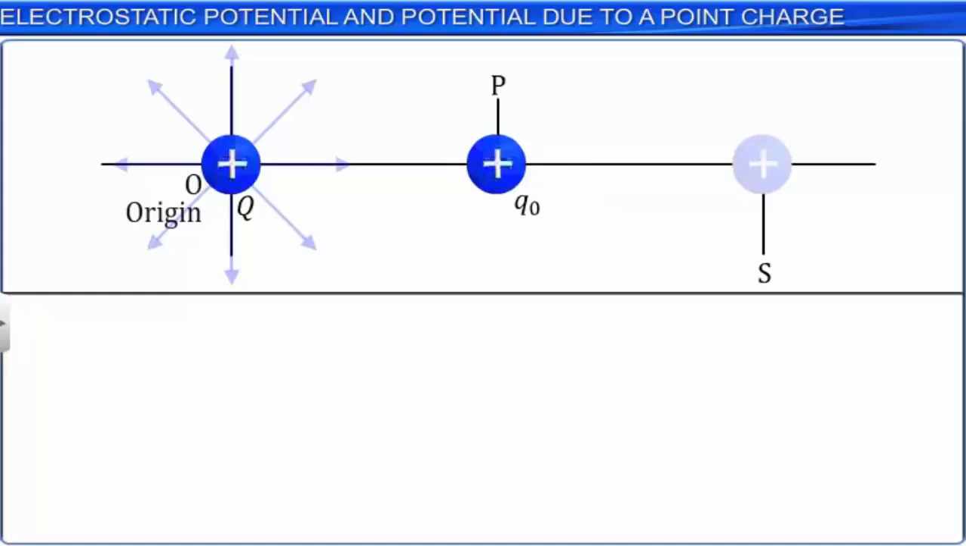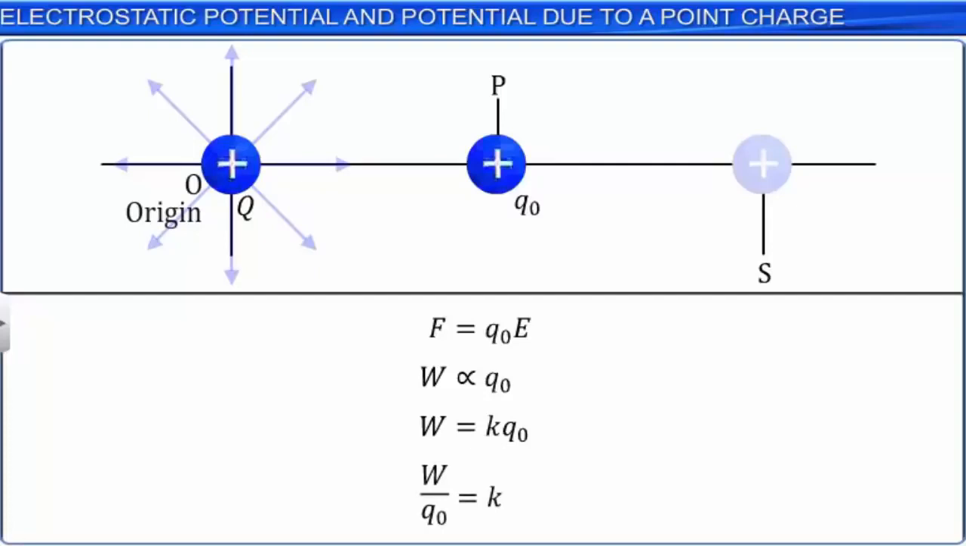Since the force on charge q naught due to any static charge configuration is F equal to q naught E, the work done will be proportional to q naught. We can say that W is equal to a constant K into q naught, or the quantity W by q naught is equal to K.